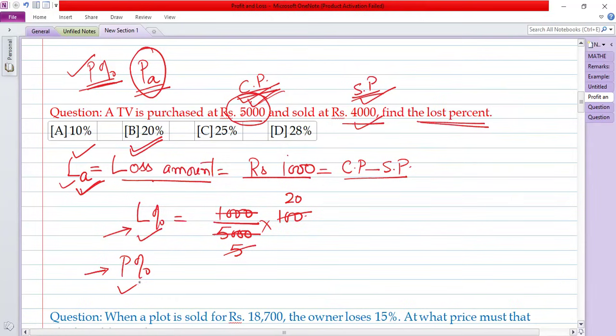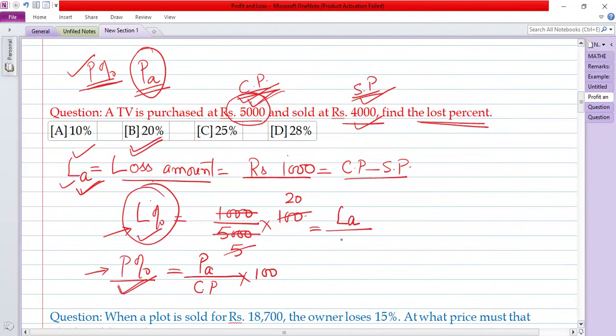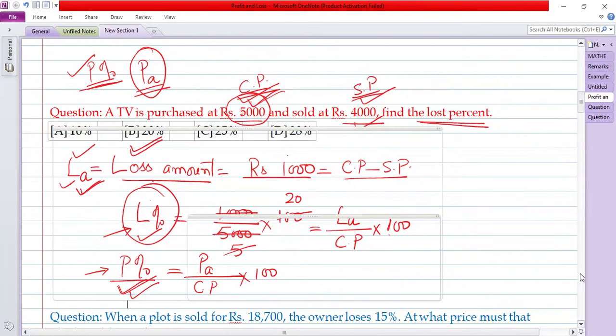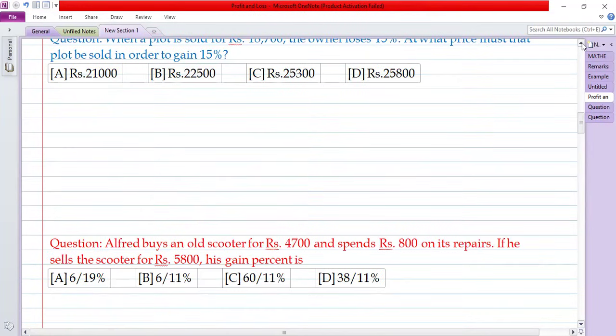One remark: whether it is loss percent or profit percent, they are always calculated on CP. So for profit percent, it will be the profit amount divided by CP into 100. And if it is loss percent, then it is the loss amount upon CP into 100. So these are the formulae. Now, for the next question, we have this one.